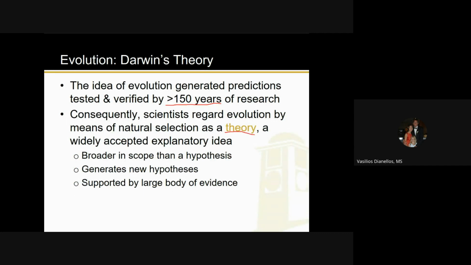And again, theory in science terms means something different than it does in regular terms. Like when you say, I have a theory in criminal justice, that means you have a hunch. A theory in science is basically a widely accepted explanatory idea that, like you already know from the first chapter, is broader in scope than a hypothesis, generates new hypotheses, and is supported by a large body of evidence.